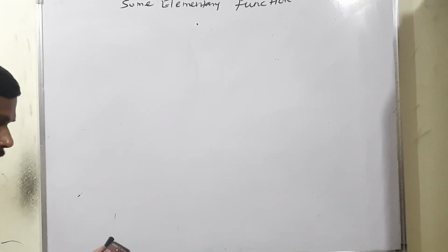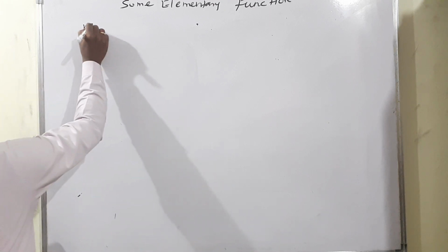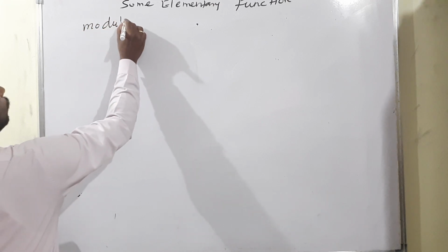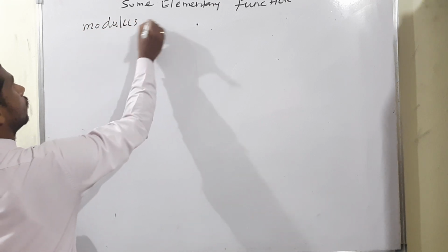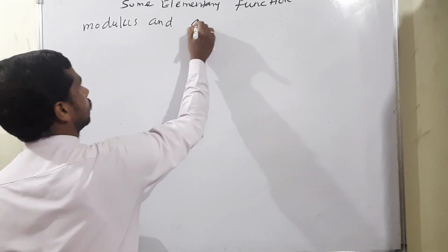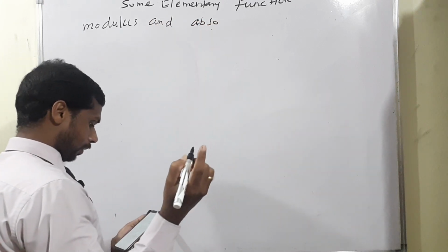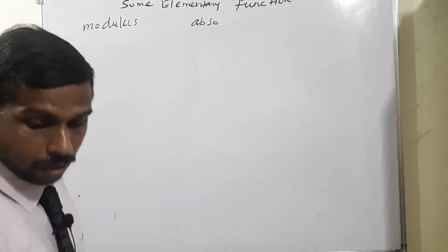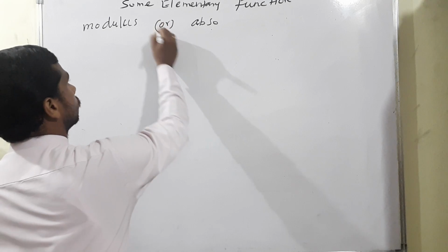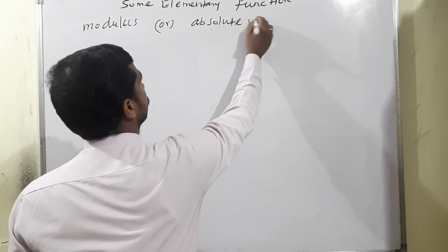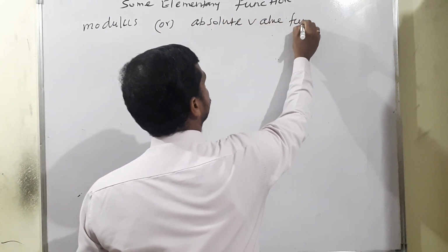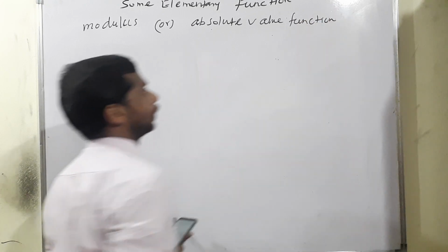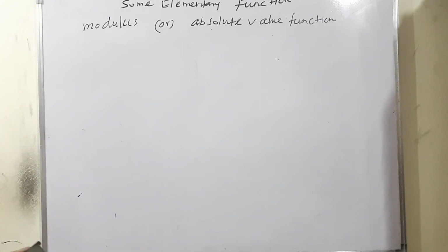So the third one, I think, is the modulus or absolute value function. Modulus or absolute value function. Modulus or absolute, okay, not "and". Modulus or absolute value function. Okay, what will happen in the modulus or absolute value function?